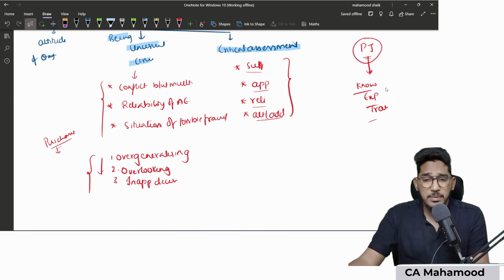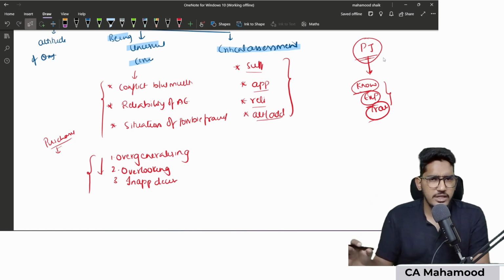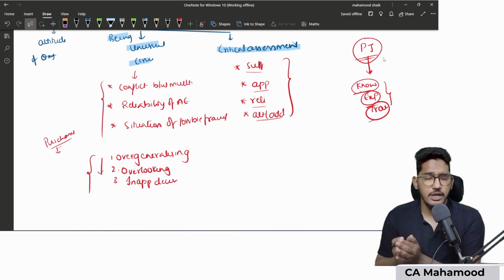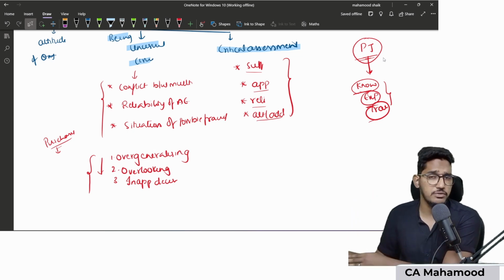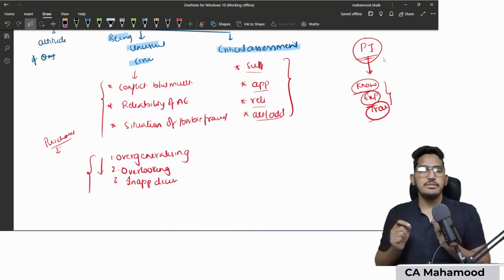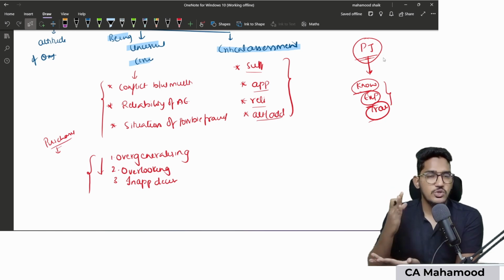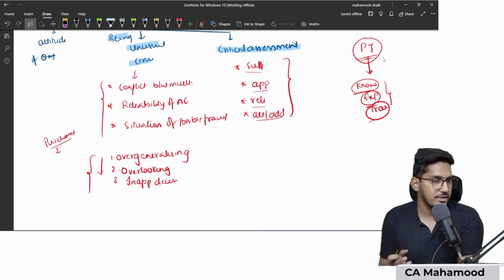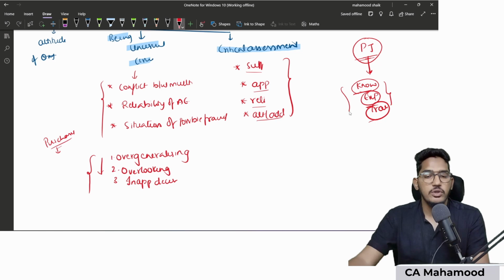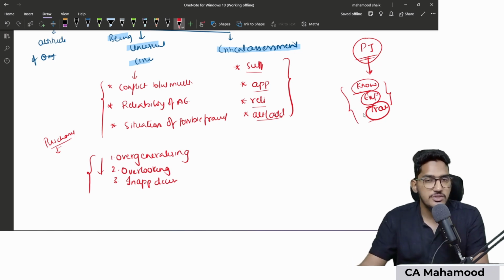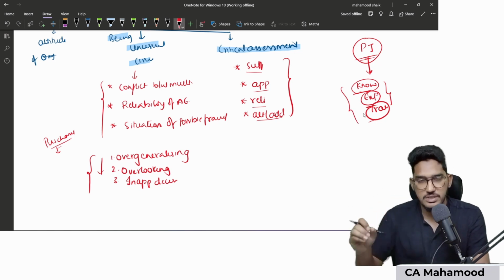Whatever decisions are taken by the auditor should be supported by the auditor's knowledge, experience, and training. The ability of the auditor to take decisions using his knowledge, experience, and training, that capability we call professional judgment. Whenever the auditor has to take a decision, at the beginning of the audit, during the audit, or at the conclusion of the audit, throughout the audit, he should take all those decisions using his knowledge, experience, and training. That quality of the auditor we call professional judgment. That's all regarding professional skepticism and professional judgment.